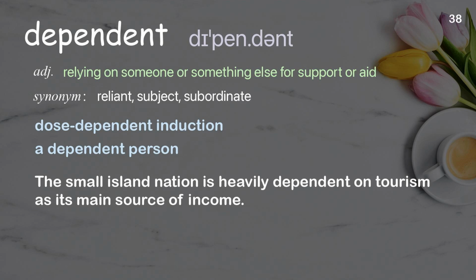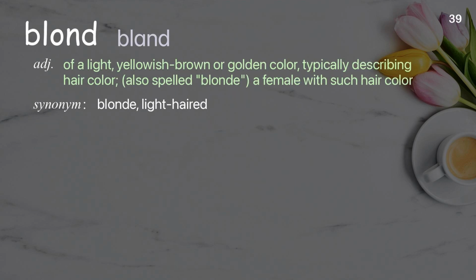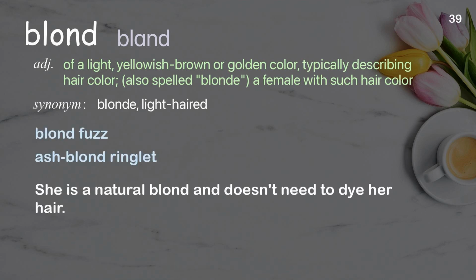Blonde. Of a light, yellowish brown or golden color, typically describing hair color, also spelled blond; a female with such hair color. Examples: Blonde fuzz, ash blonde ringlet. She's a natural blonde and doesn't need to dye her hair.